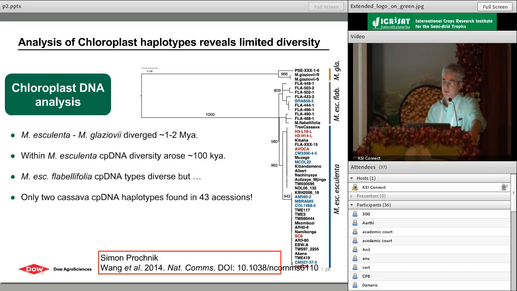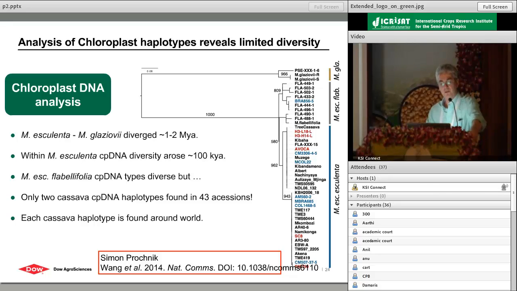One thing that's kind of unusual is that we have a Brazilian cassava here in blue that has a flabellifolia chloroplast, showing that there's definitely a lot of intermating that has happened in the past.